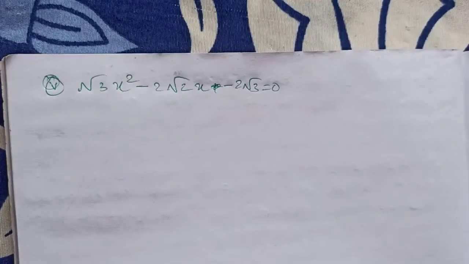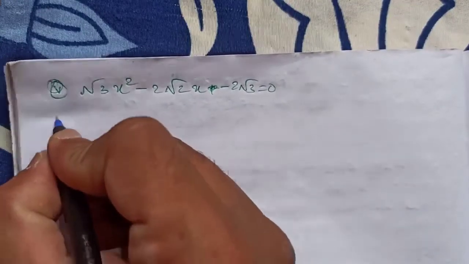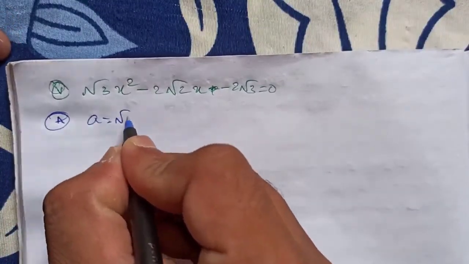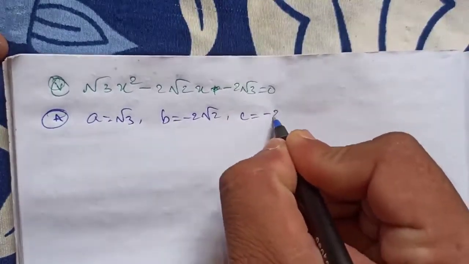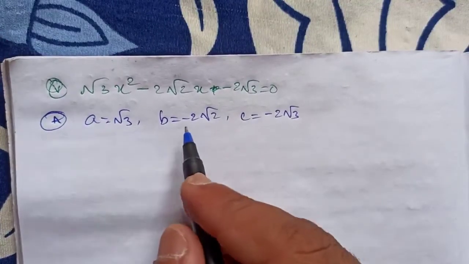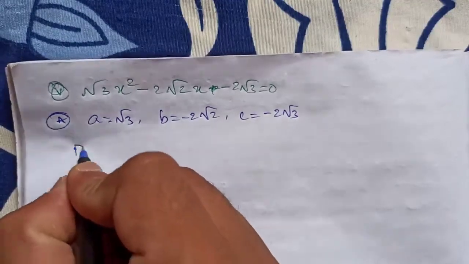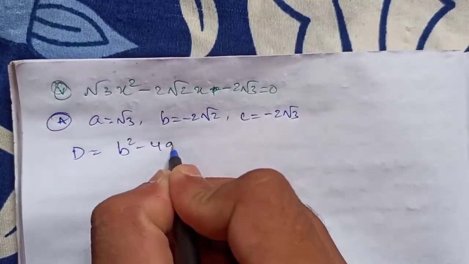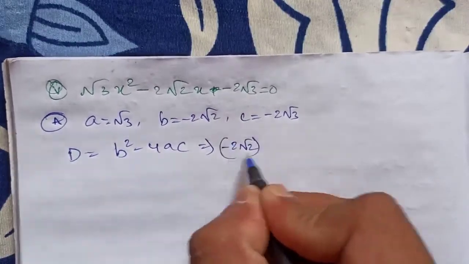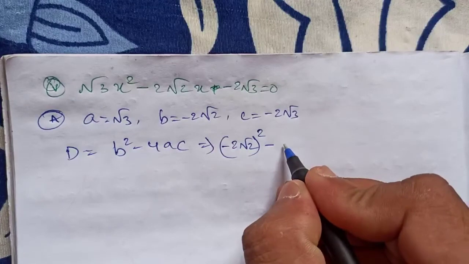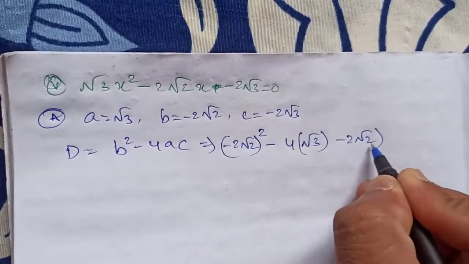Next, fifth bit. In the fifth bit it is given √3x² − 2√2x − 2√3 = 0. So we will write a is √3, b is minus 2√2 and c is minus 2√3. We got a, b, c. Now we will find D. D is b² − 4ac. Substitute the values. b is minus 2√2 square, minus 4ac is 4 into a into c, c is minus 2√3.